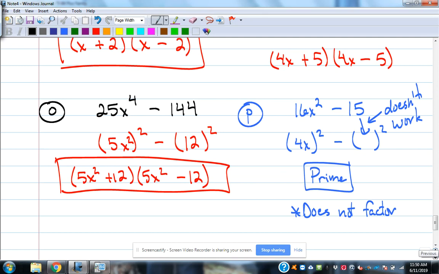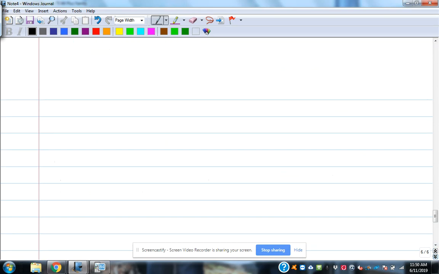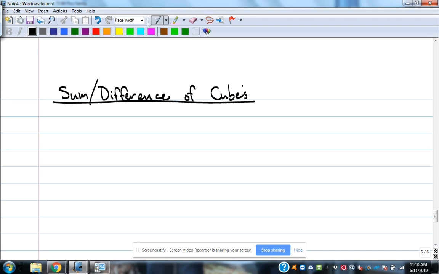Last thing on the rules of factoring is the sum and difference of cubes. There's really no better way to learn how to factor them than to just memorize the pattern. There's always a pattern to that.